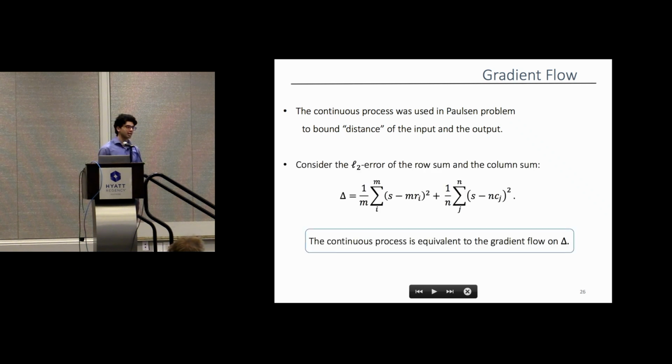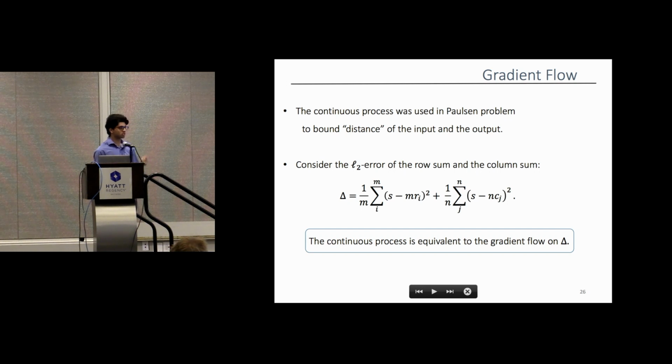There's actually another really nice interpretation of this process, and it's come up in various communities before. This is a natural error measure to test how close I am to doubly balanced, right? I would like all of my row sums to be the same and all of my column sums to be the same. So I can measure the L2 error of this measure. And so this delta is a nice error measure to look at.